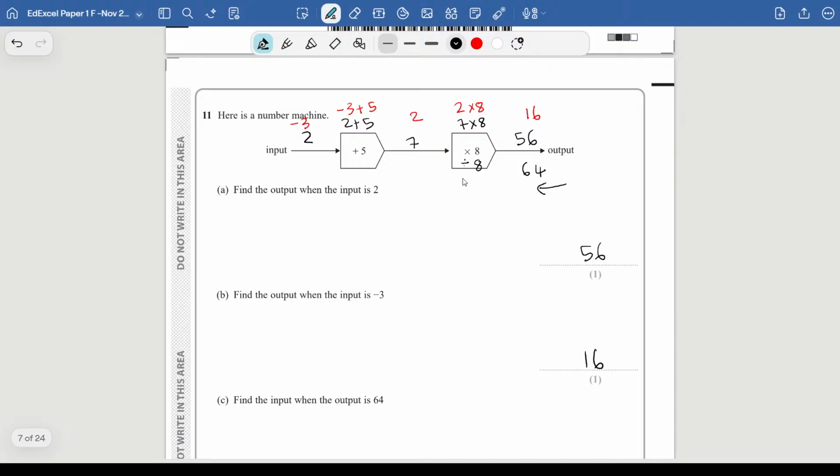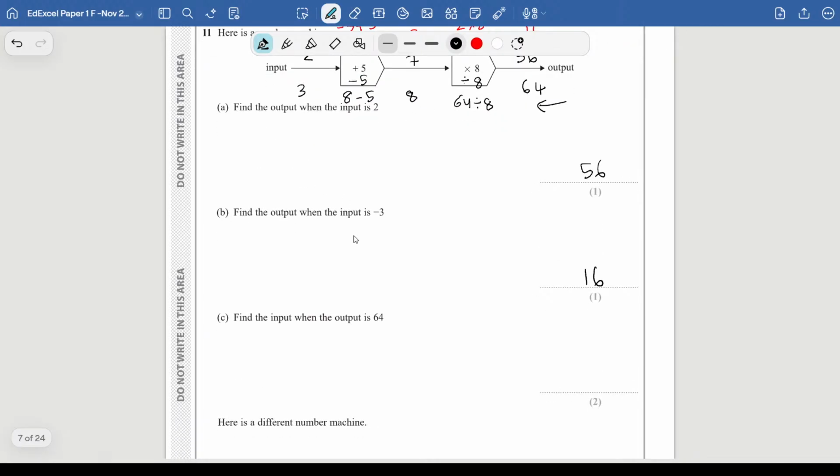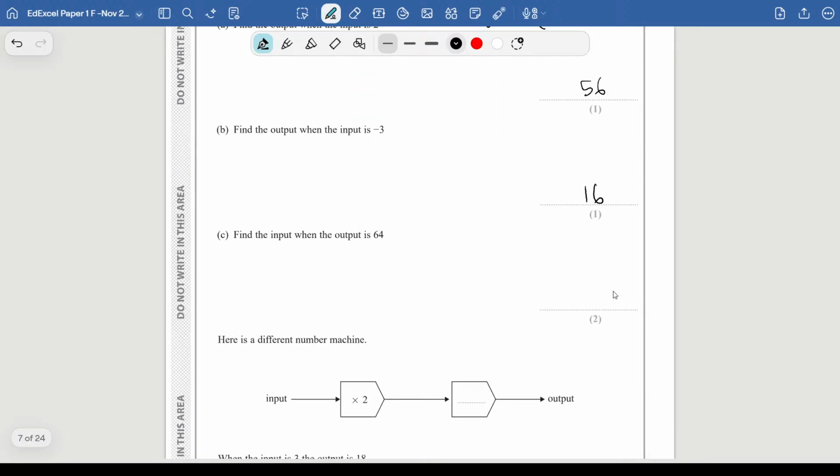So 64 divided by 8 gives you 8. And then instead of adding 5, you need to take away 5 because we are going in the reverse direction. We have to do the reverse operations. So you need to take away 5 from 8 to have 3 as the output, or in other words, here we get the input should be 3. So the answer is 3 here.